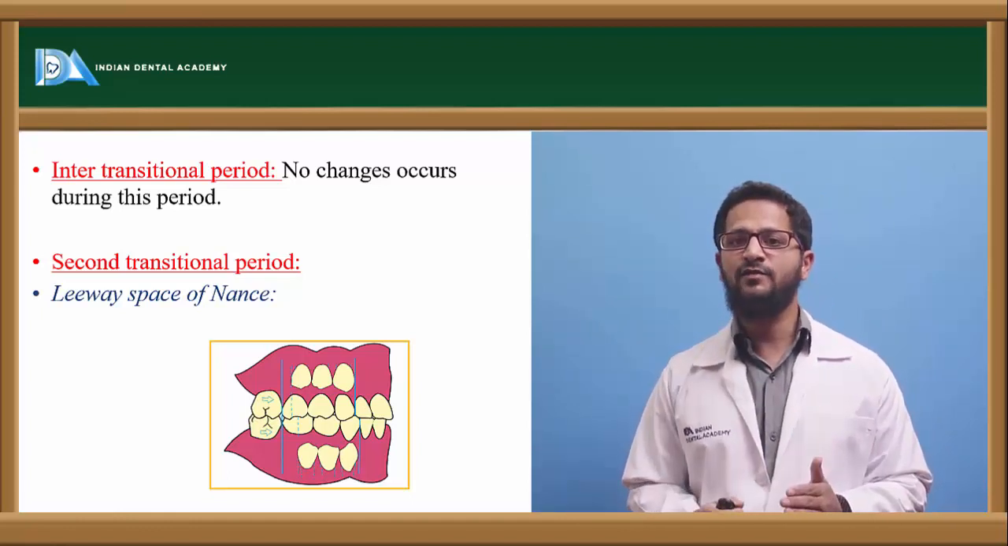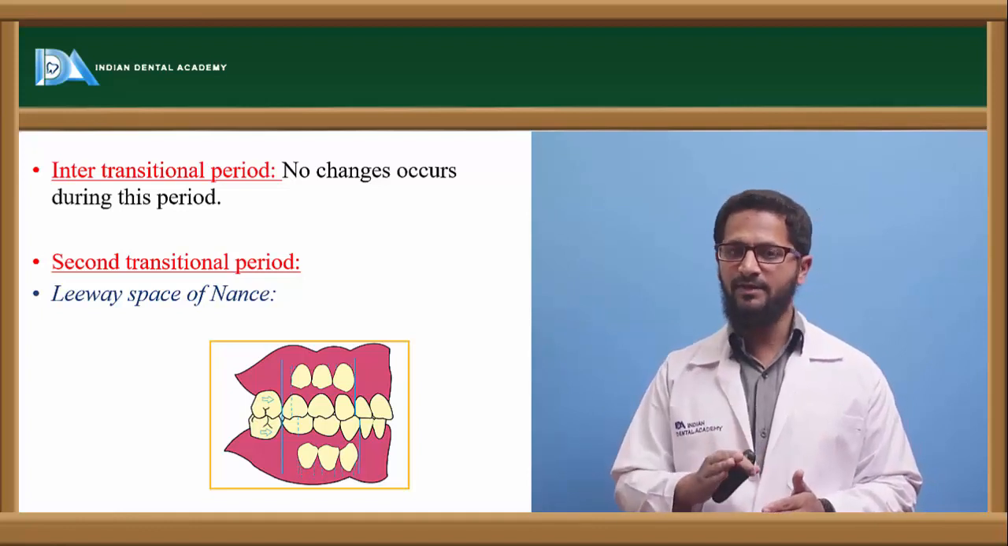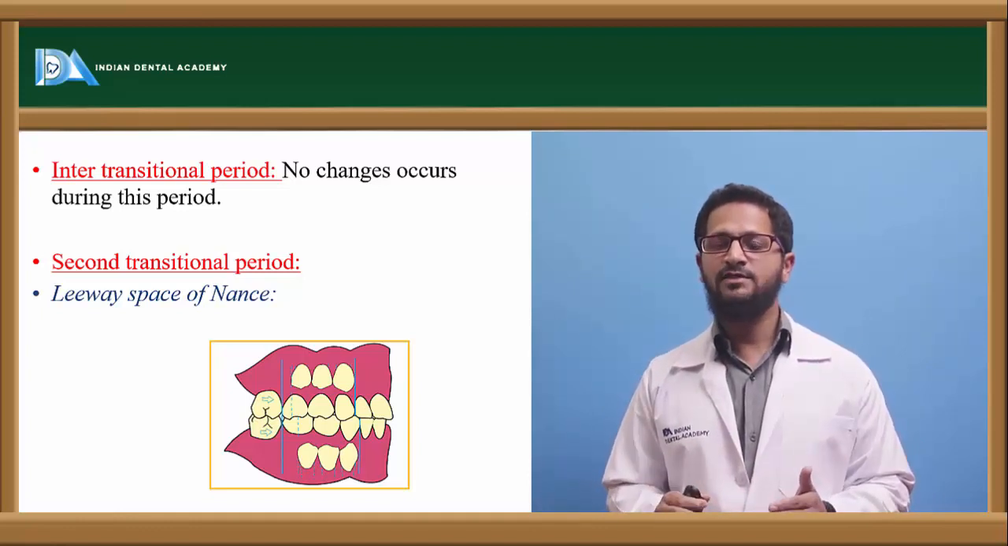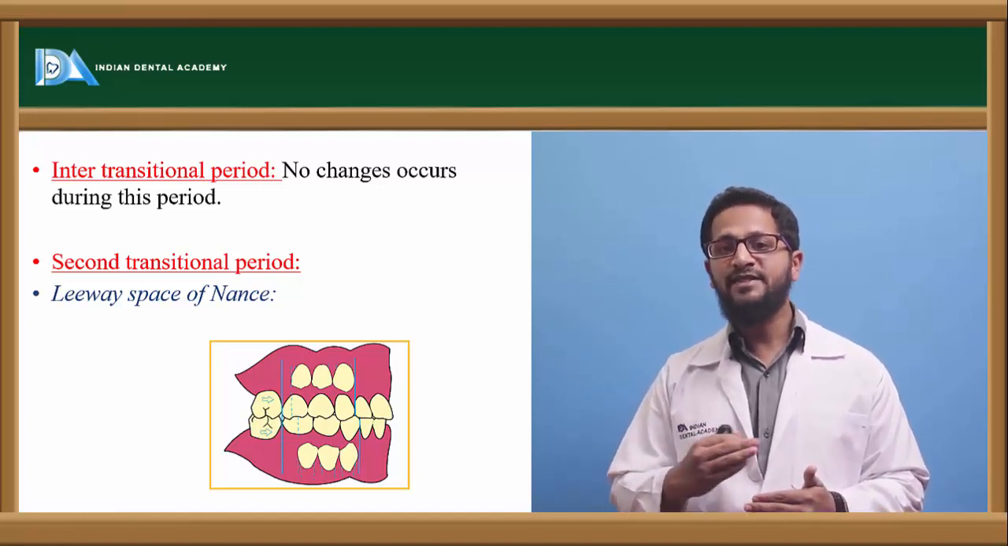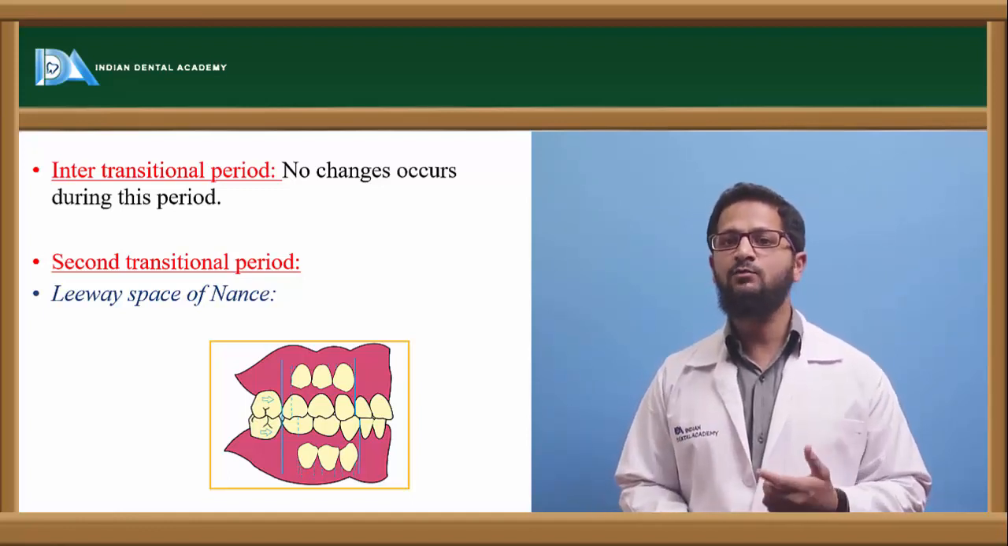Now, this leeway space of Nance, as I've already said previously, is actually utilized. Since it is present more in the mandible, it is utilized by the mesial movement of the molar to achieve class 1 molar relationship.